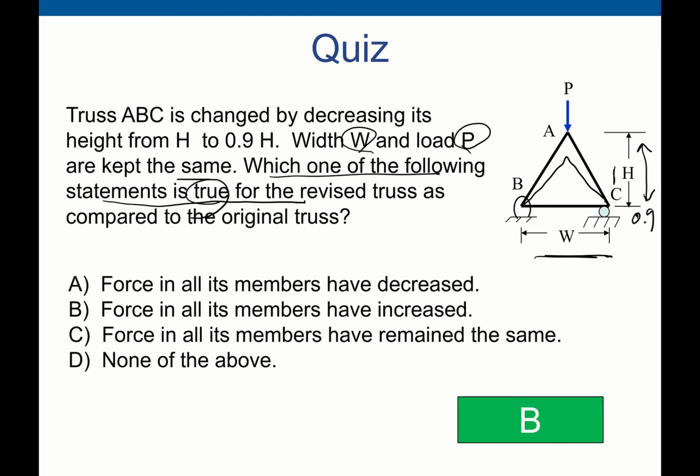The answer is B. All forces in the members have increased. I would like to leave this problem for you, so you can think about how answer B is correct. I think you can understand and get the right answer B, because this is a simple geometry equation, so you will realize.